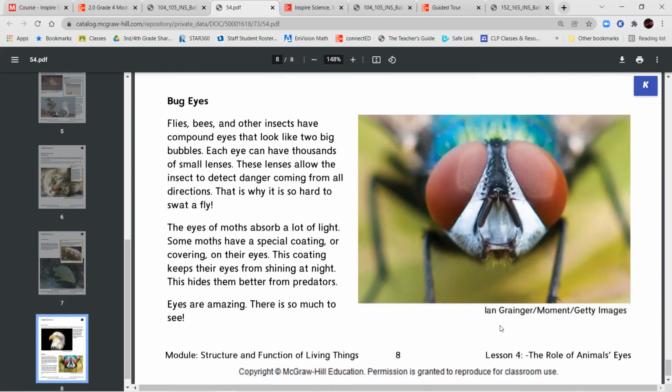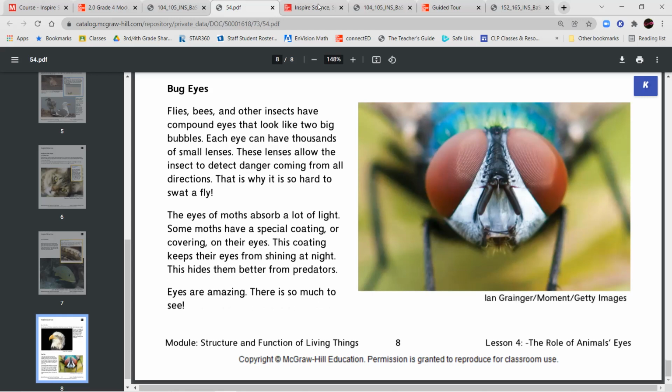Bug eyes. Flies, bees, and other insects have compound eyes that look like two big bubbles. Each eye can have thousands of small lenses. These lenses allow insects to detect danger coming from all directions. This is why it's so hard to swat a fly. The eyes of moths absorb a lot of light. Some moths have special coatings or coverings on their eyes. This coating keeps their eyes from shining at night. This hides them better from predators. Eyes are amazing. There's so much to see.